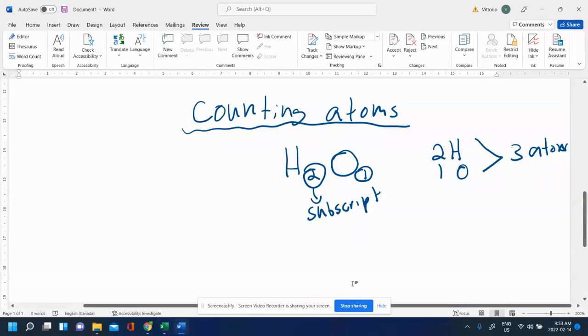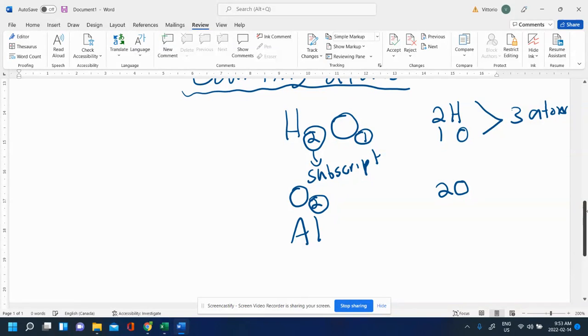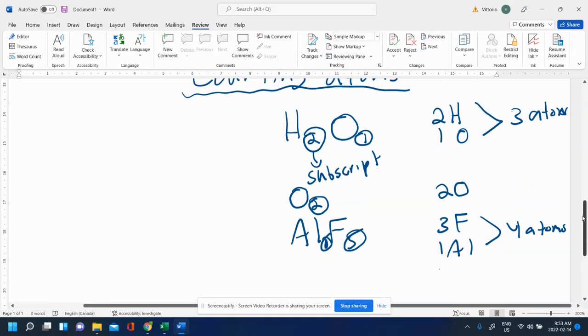So to count elements in compounds or molecules or different substances, you simply look at the small numbers next to it. So over here, if we have O2, the little 2 here means that there's 2 O's. And that's it. Let's do AlF3. There's 3 F's, and then there's 1 Al. That's a total of 4 atoms. Since it's ionic, we'd say ions, but we'll stick with atoms just to keep it simple for now.